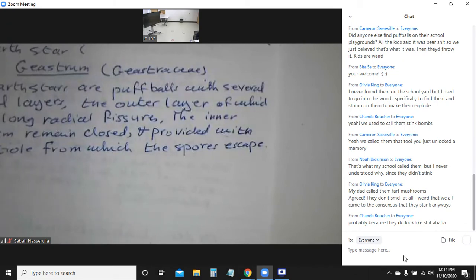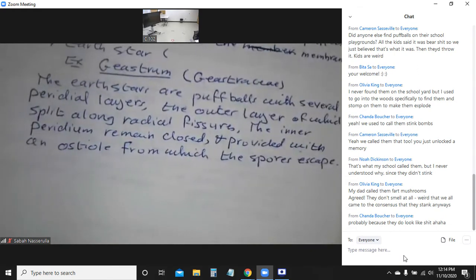Sir, can you move the page a bit to the right? Say it again. Like this. Yes, thank you. You're welcome.